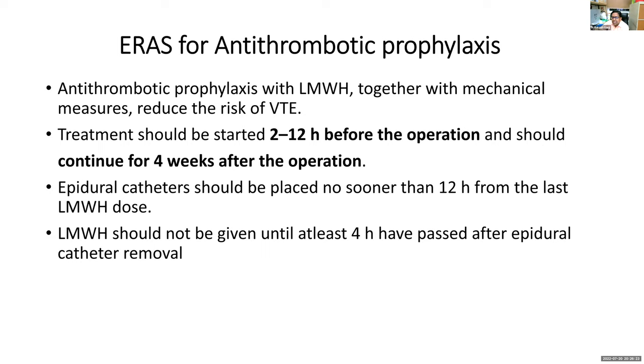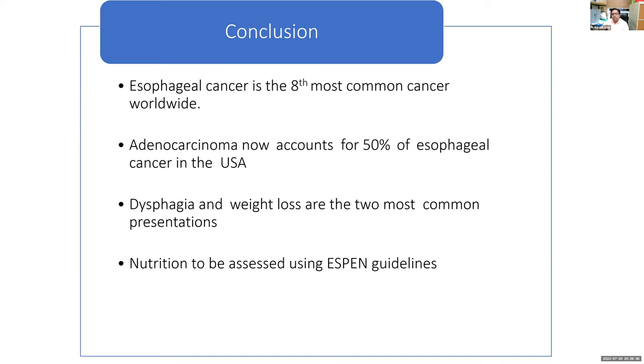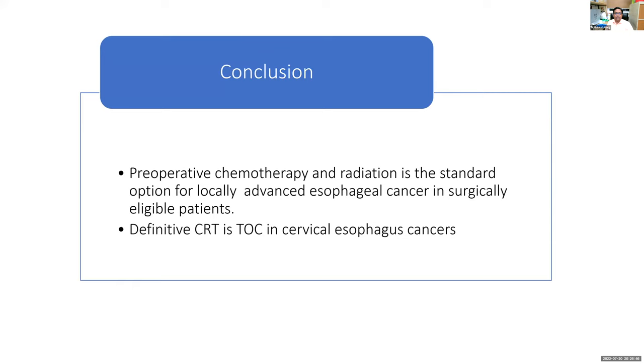As we mentioned earlier, these patients are prone to thromboembolism, and hence antithrombotic prophylaxis starting from the preoperative period needs to be continued in the postoperative period, with early ambulation, which is important. So to conclude, esophageal cancer is one of the commoner cancers, and it causes a lot of morbidity. A lot of nutrition-related issues can happen in these patients.